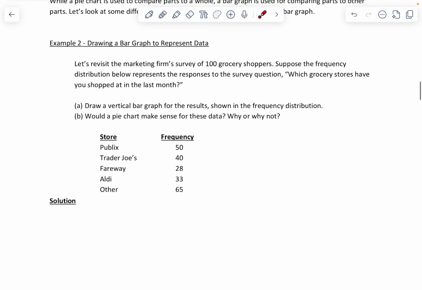So let's revisit the marketing firm's survey of 100 grocery shoppers. Suppose the frequency distribution below represents the responses to the survey question, which grocery stores have you shopped at in the last month? For this data, we want to draw a vertical bar graph for the results shown in the frequency distribution, and then ask the question, would a pie chart make sense for these data? Why or why not?